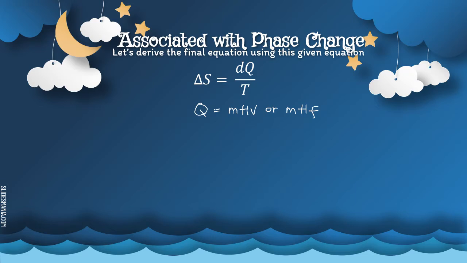Therefore, we will substitute this value on our general equation at the top. Therefore, this will be delta S is equal to mHv over T. However, Hv is interchangeable with Hf, whichever is required by the problem, and m is also interchangeable with your n, which is the number of moles.